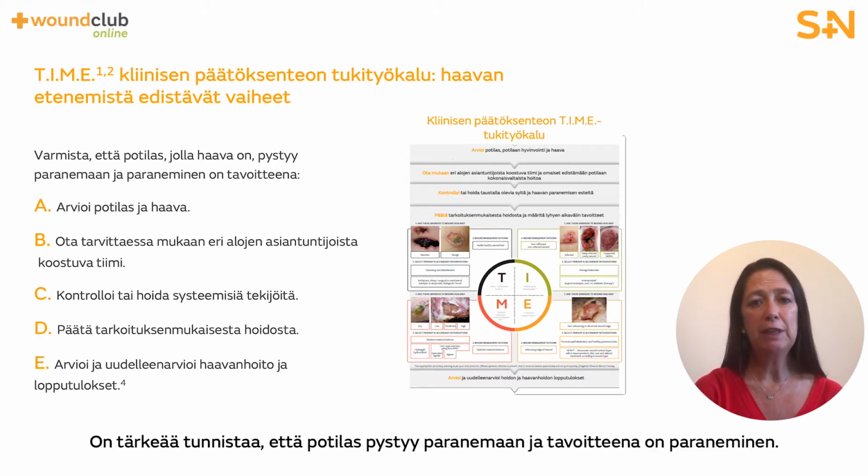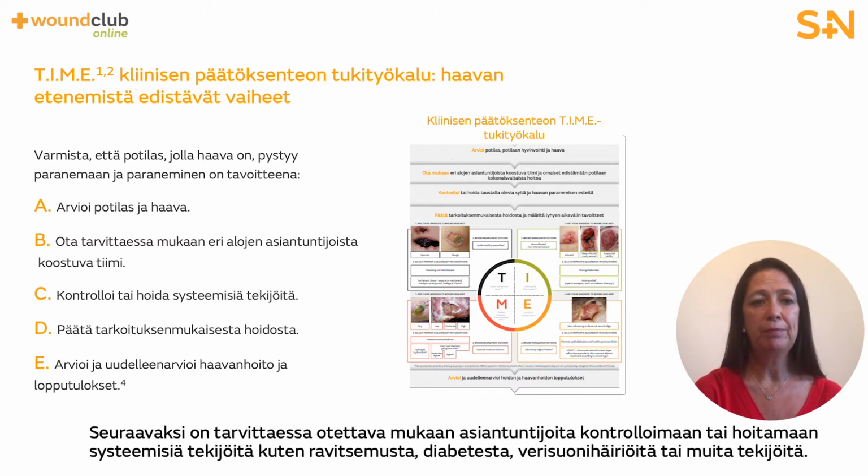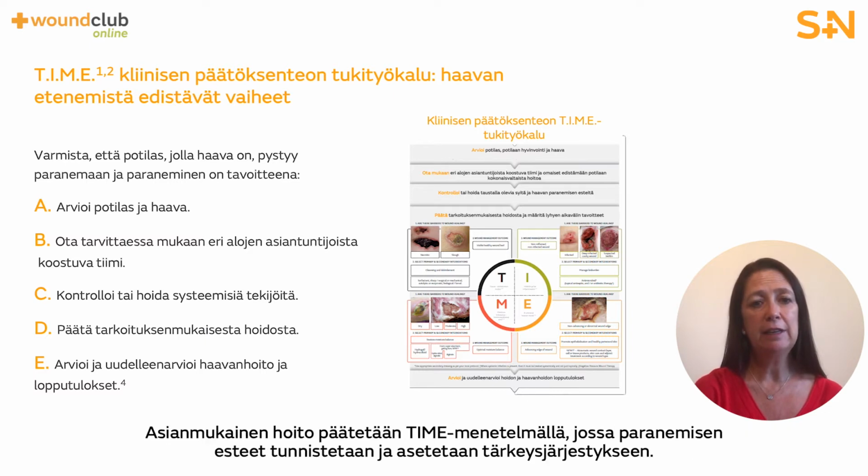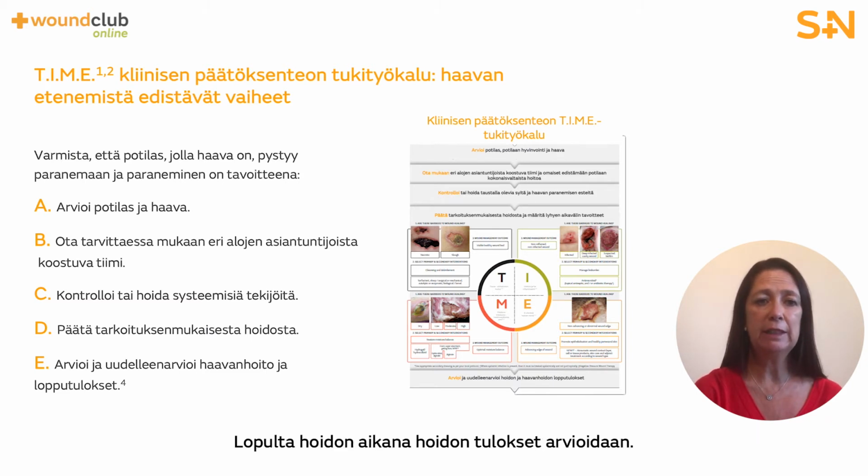It is important to identify that the patient has the ability to heal and that healing is the goal. If healing is expected, it is important to assess the patient, their environment, and the wound. Next, bring in specialists as needed to control or treat systemic factors such as nutrition, diabetes, vascular compromise, or others. Decide appropriate treatment by using the TIME acronym to identify and prioritise barriers to healing. And lastly, during the course of care, evaluate the results of the treatment.